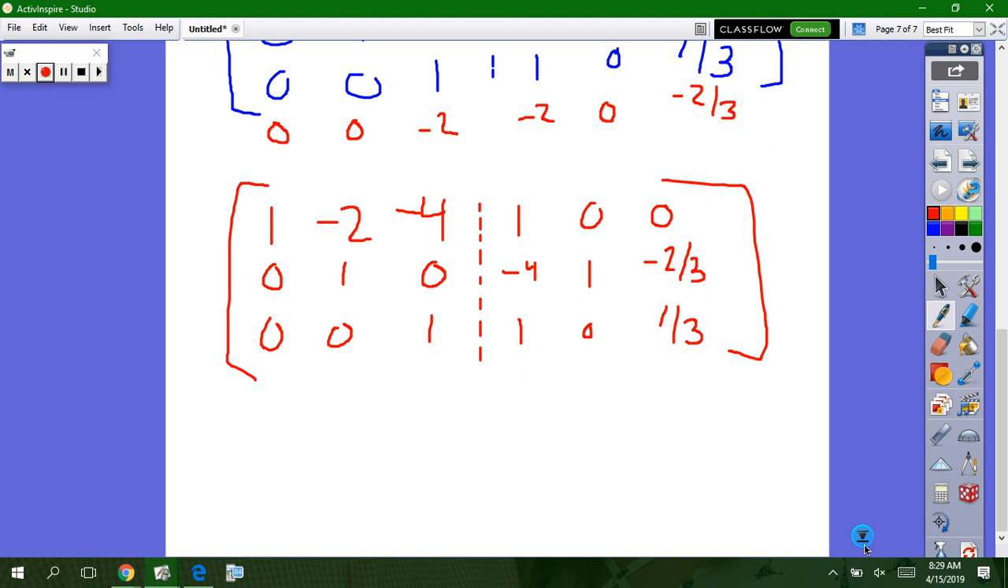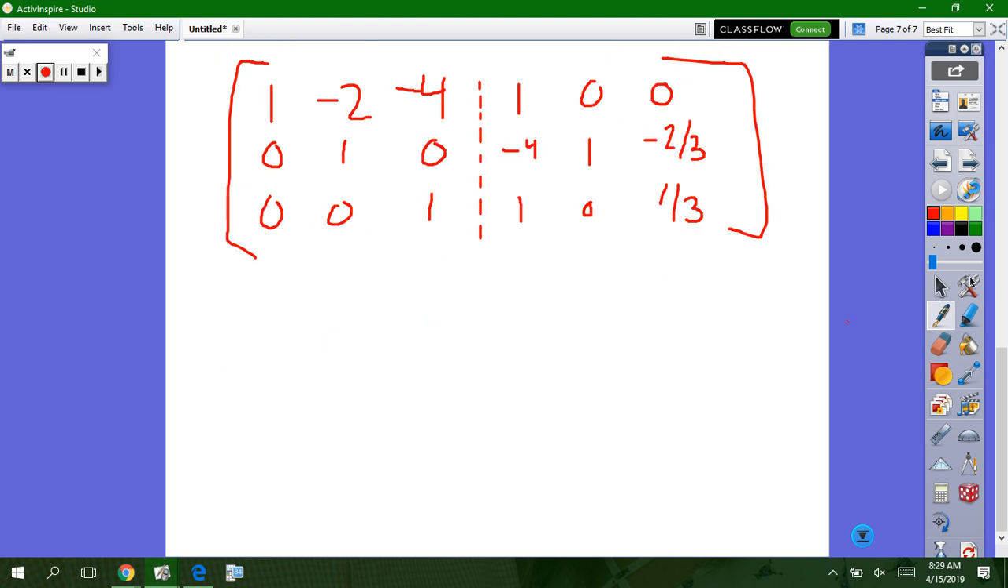So where that negative 4 is, I want it to become a 0, right? Which row will I use to make it a 0? I will still use row 3. So I'm going to multiply row 3 by 4. So I get 0, 0, 4, 4, 0, 4/3. Feel good so far? Here we go.